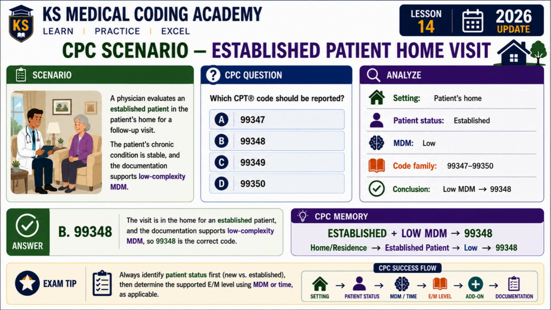Let's work through another CPC scenario. A physician evaluates an established patient in the patient's home for a follow-up visit. The patient's chronic condition is stable, and the documentation supports low-complexity MDM. First, the setting is the patient's home. Next, the patient is established. The documentation supports low MDM, so we select the low-level code from the established home or residency M family. The correct answer is CPT 99348. Remember, established patient plus low MDM equals 99348. For the CPC exam, identify the setting, patient status, and supported MDM or time level before selecting the final code.